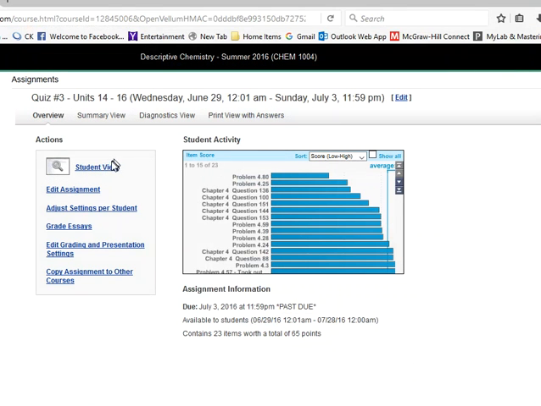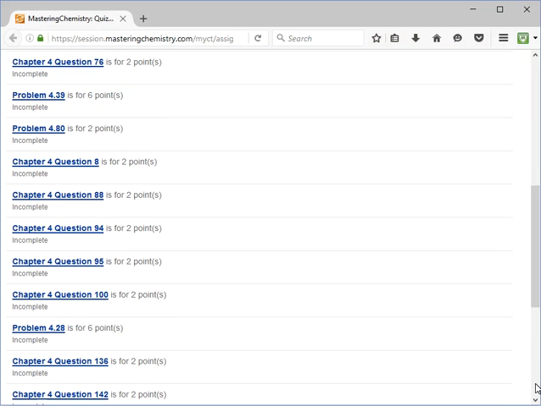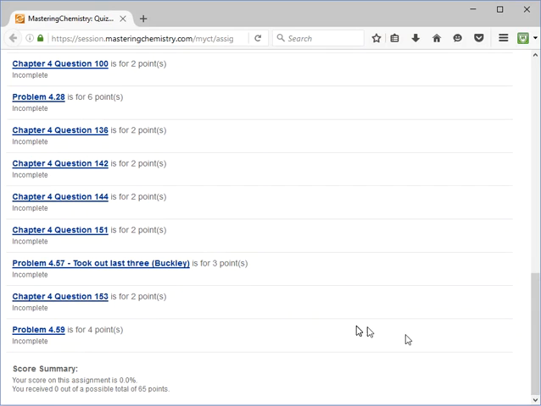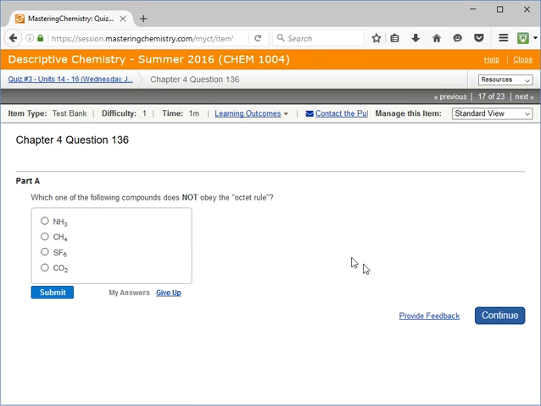Then, let's go back here. Chapter 4, question 136. Right here. 136 is right there. Which of the following compounds does not obey the octet rule? The octet rule tells us what? It tells us that I have 8 electrons around something, right? So in a question like this, they're asking about that central atom. Does it have 8 electrons or not?